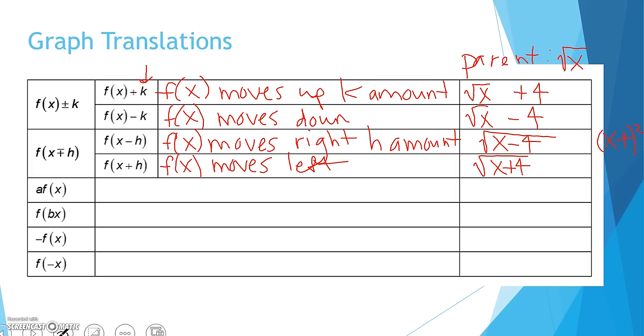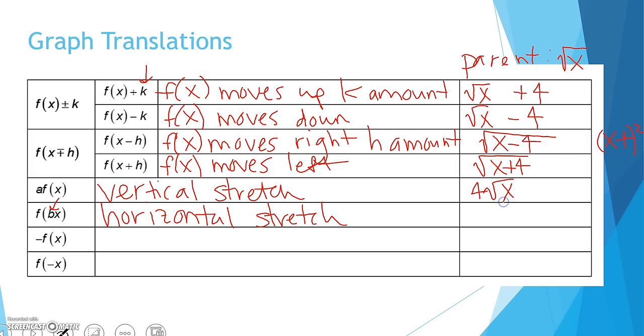All right, then we talked about how if there's a number on the outside, what that does is it vertically stretches it. It was a little bit hard to see that this is a vertical stretch, and if there's a number multiplied on the inside, it's a horizontal stretch. We're not going to be doing a whole lot of these, but here's what an example of the equation would look like. If I wanted to vertically stretch it, I put the 4 on the outside. If I wanted to horizontally stretch it, I'd put the 4 on the inside.